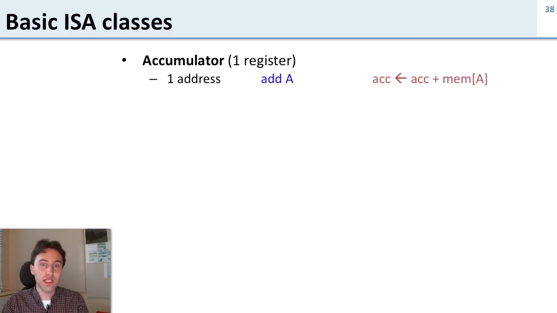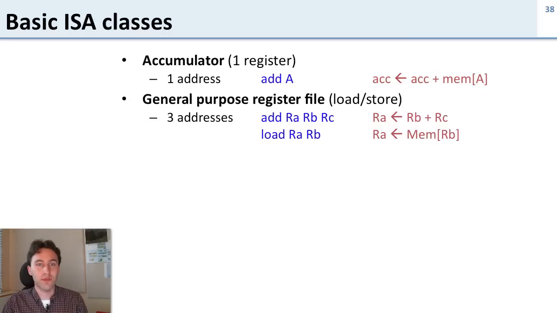It also makes it very easy to write code because all instructions automatically go into the accumulator, so you don't need to add a lot of information. So add A is going to say, go get the memory at address A and add it, and well, there's only one register, so it has to be added to the accumulator.